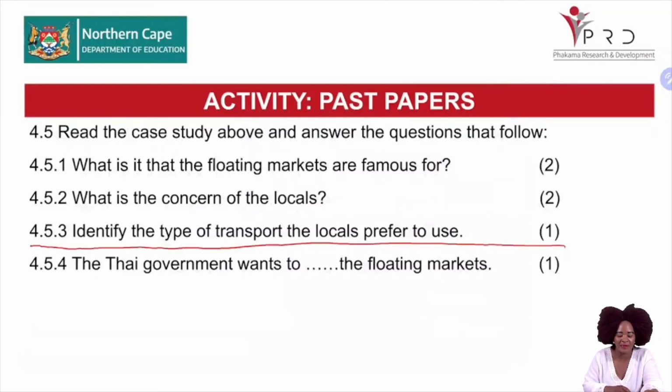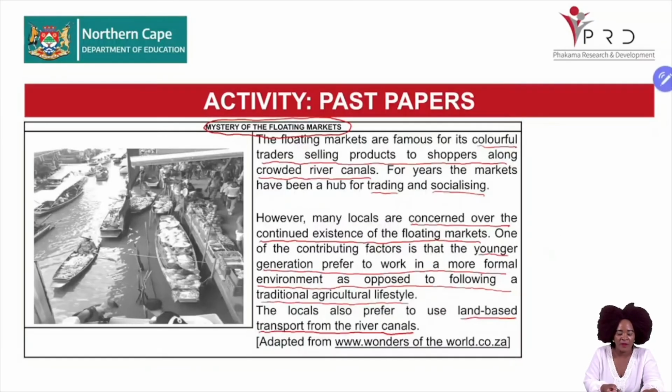What is it that the floating markets are famous for? What is the concern of the locals? Identify the type of transport the locals prefer to use. Now, I want to believe that you are done writing the questions down. Here is the case study. Since you have already jotted down the questions, here is the case study.